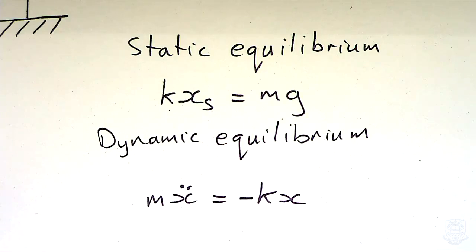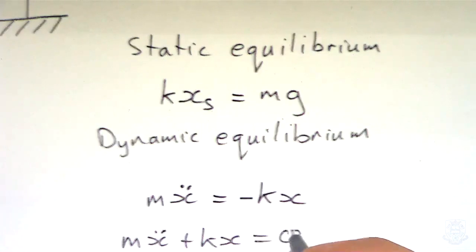force last time. And what this is telling us is that the inertia force is acting in one direction, and the restoring force is trying to bring the mass back, trying to restore it to its original position. And usually what we do is we shift this to the same side so that we have an equation which reads like this: m x double dot plus k x equals 0.